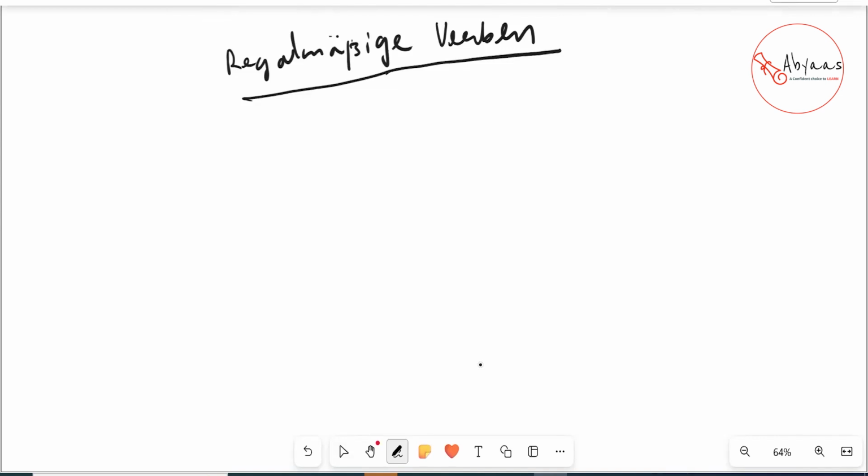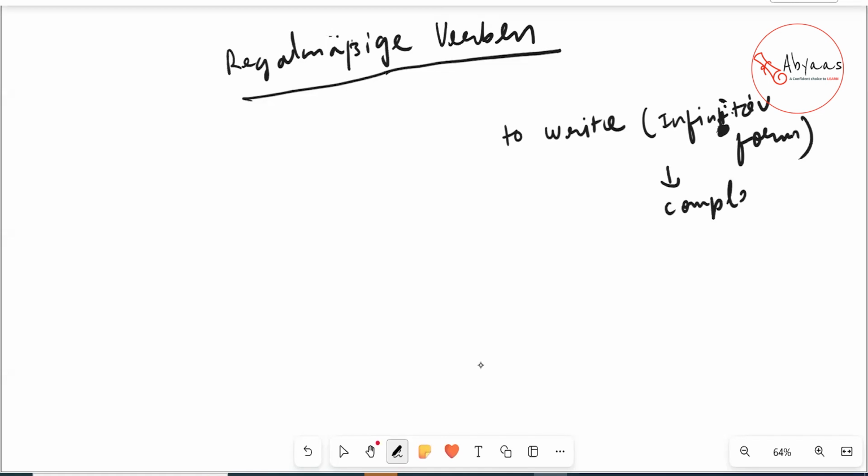So in the case of English, to write would be the infinitive form. In other words, grammatically it is called infinitive form, or we can say complete form. What I'm doing over here, if we just add to to any verb in English, it will become a complete form. Grammatically, we call it infinitive form.